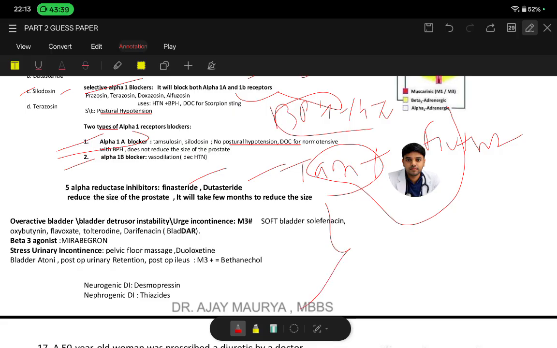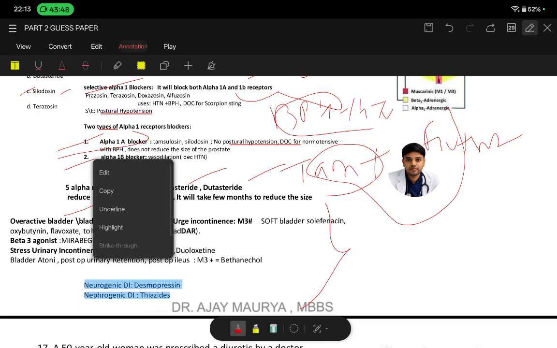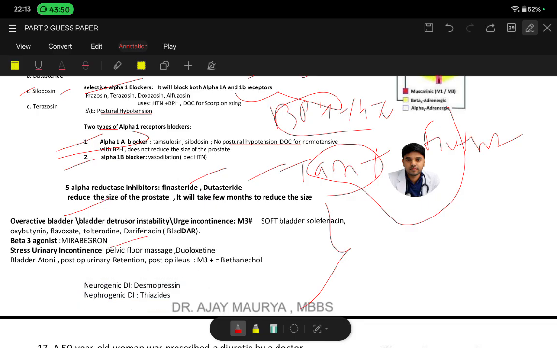Always this question they will ask you, the treatment of overactive bladder. Okay? And also urinary stress incontinence. These questions are very important. For neurogenic DI and nephrogenic DI, what is the drug of choice are very important.